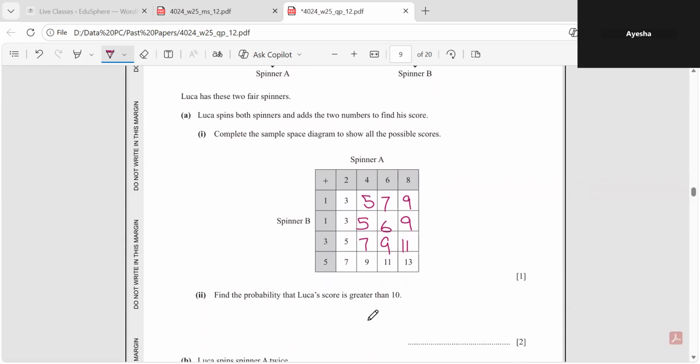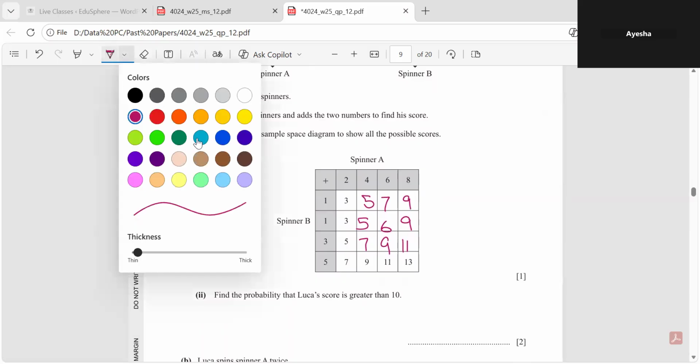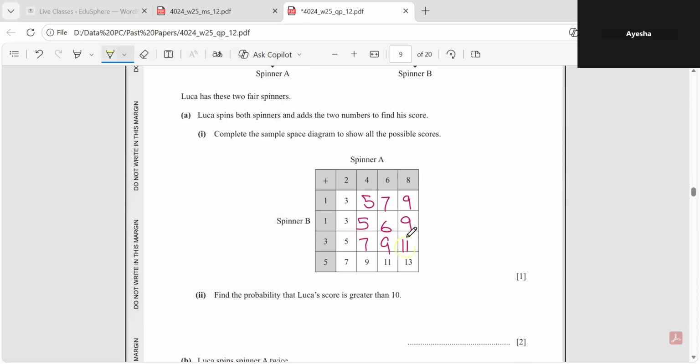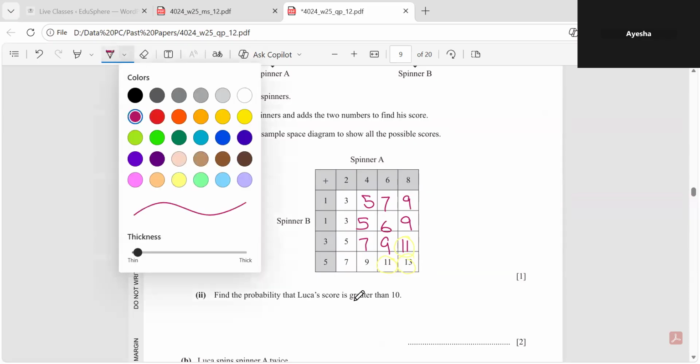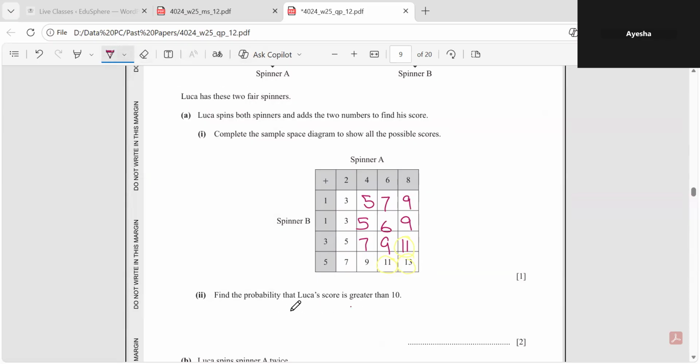Find the probability that Luca's score is greater than 10. Let's count the numbers greater than 10. I'm going to see the numbers greater than 10 are this one, then this one, and then this one. These are the three numbers which are greater than 10. So Luca's numbers which are greater than 10 are only 3, divided by the total.